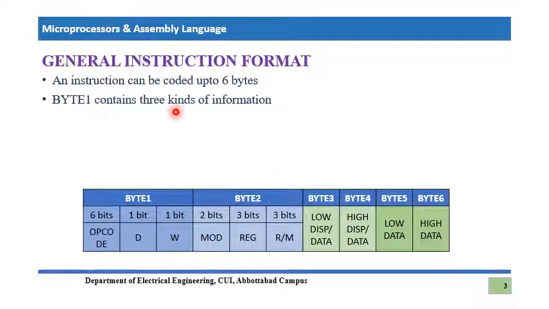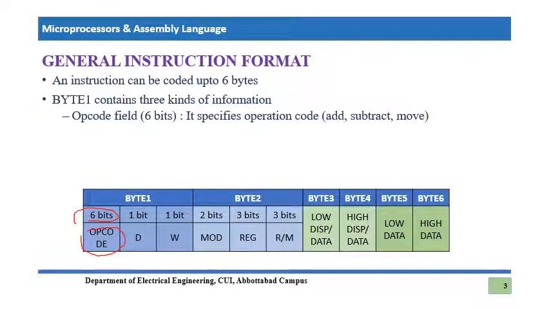Byte 1 contains 3 kinds of information. We can see here a 6-bit combination, and that is called the opcode. We already know the opcode field is of 6 bits, and it specifies the operation code, whether the instruction is demanding an addition operation, a subtraction operation, data movement, or any other operation. That operation is coded in these 6 bits of the opcode field.